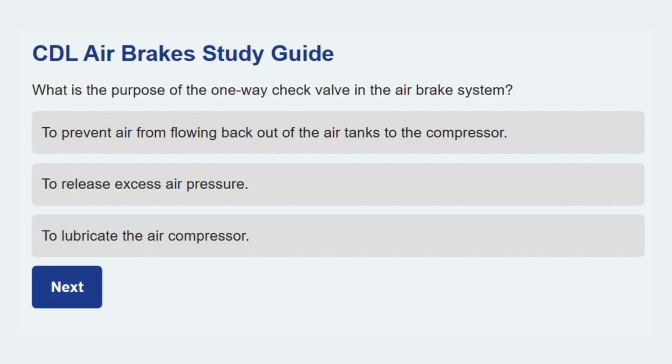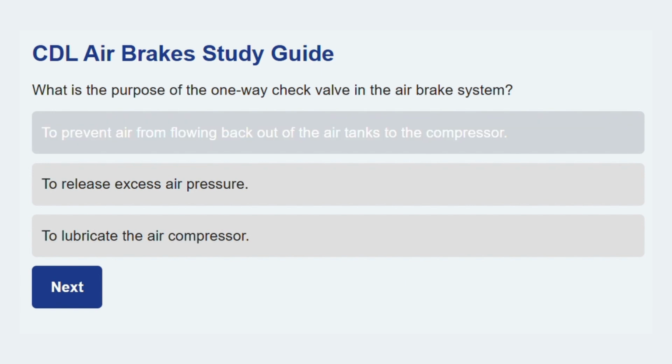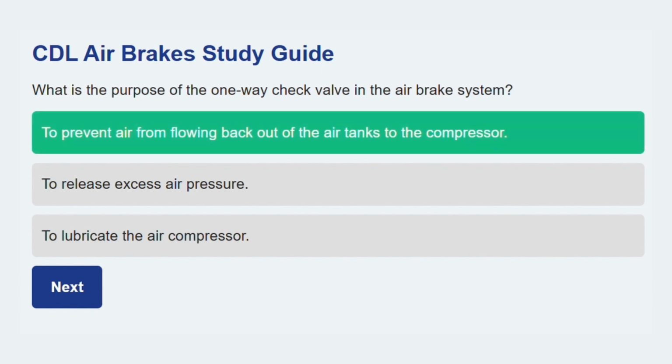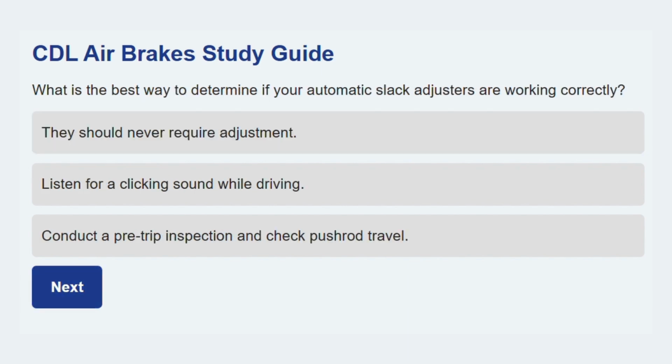Moving on. What is the purpose of the one-way check valve in the air brake system? To prevent air from flowing back out of the air tanks to the compressor. This valve ensures that once air enters the tanks, it stays there until used by the brakes.